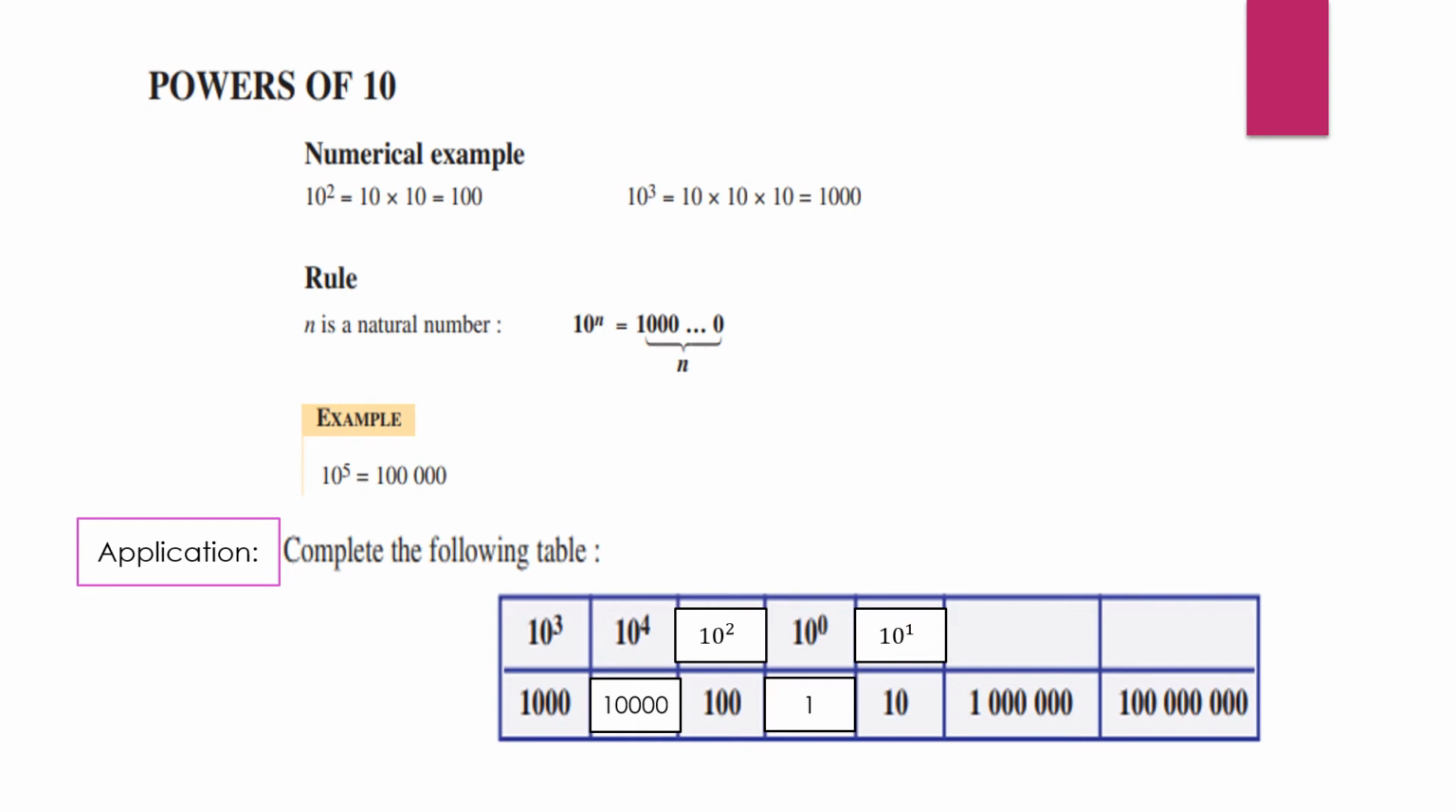Before the last one, we have 1 million. We have 6 zeros, so the power of 10 is 10 power 6 because we have 6 zeros. And in the last one, the number is 100 million. In 100 million, we have 8 zeros. So the power of 10 is 10 power 8.